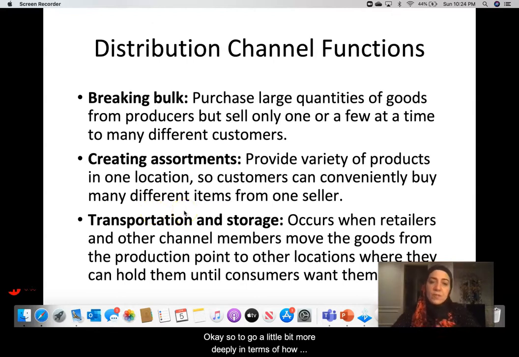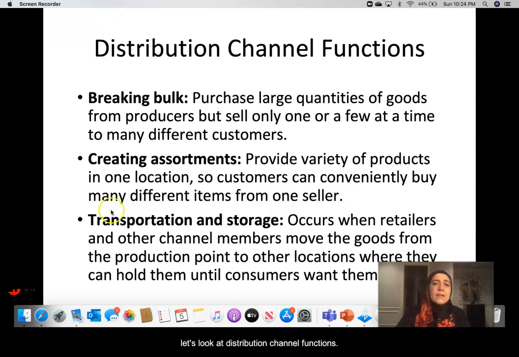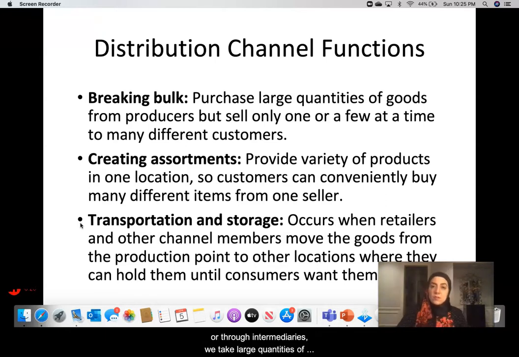Okay, so to go a little bit more deeply in terms of how distribution channels add value, let's look at distribution channel functions. Distribution channels break bulk. That means that as marketers, when we engage in distributing to our customers or through intermediaries, we take large quantities of goods from producers, but then we sell them only a few at a time. So if we didn't have breaking bulk, each consumer would have to deal with purchasing a huge amount directly from the producer and then dealing with it, freezing it, getting into a group with several friends and buying together, whatever it takes.